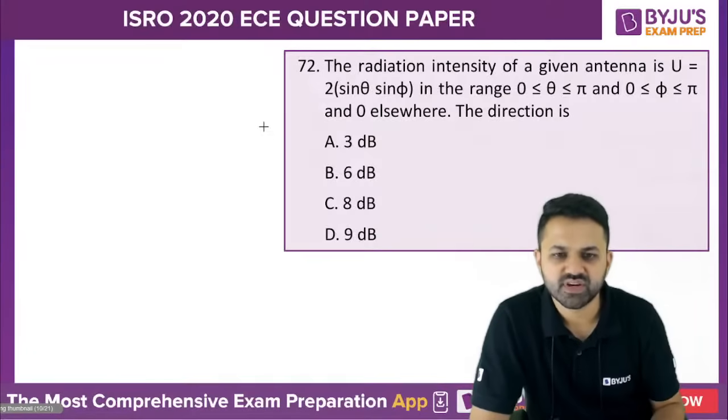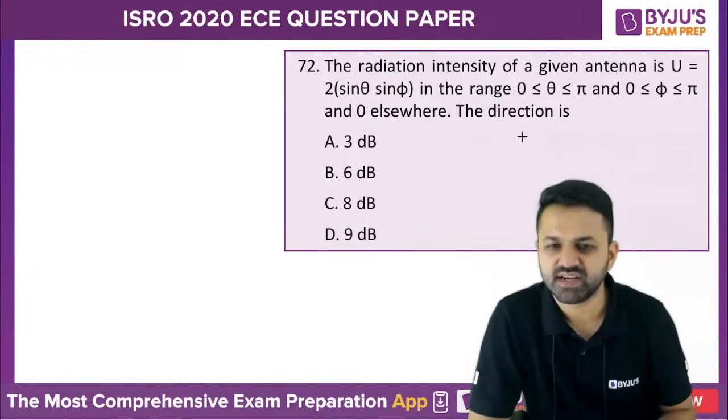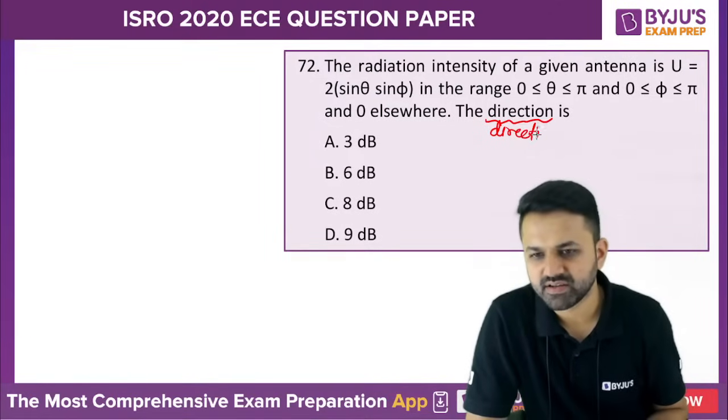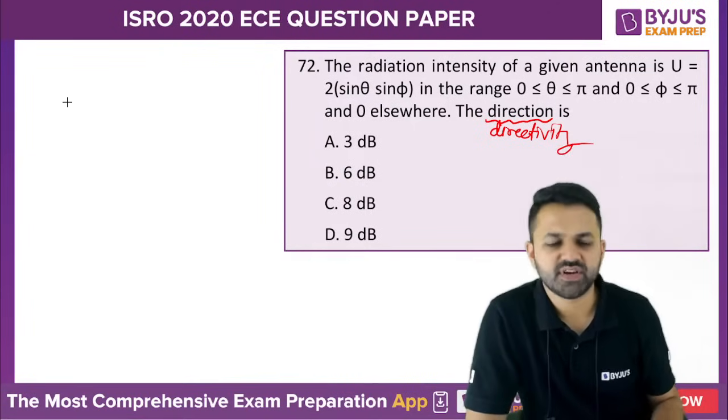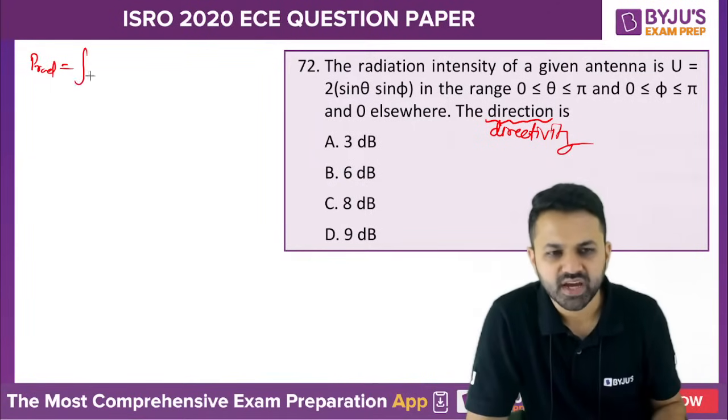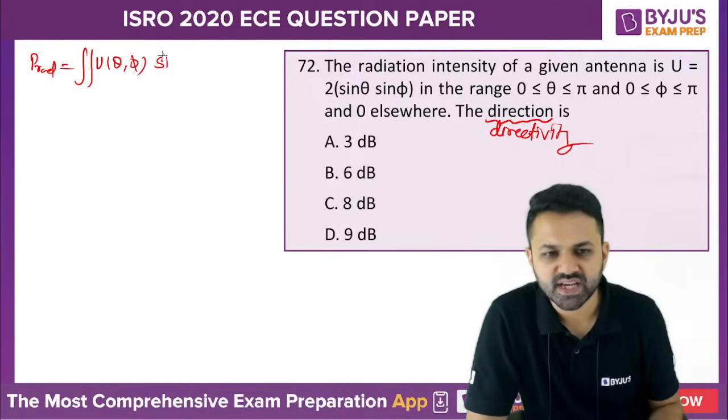Now coming to the next one, question 72. What is the radiation intensity? If the radiation intensity U theta is given, then what is the directivity actually? The directivity we can calculate directly from the radiated power, which is given by the double integration of U theta comma phi sine theta d theta d phi, correct.